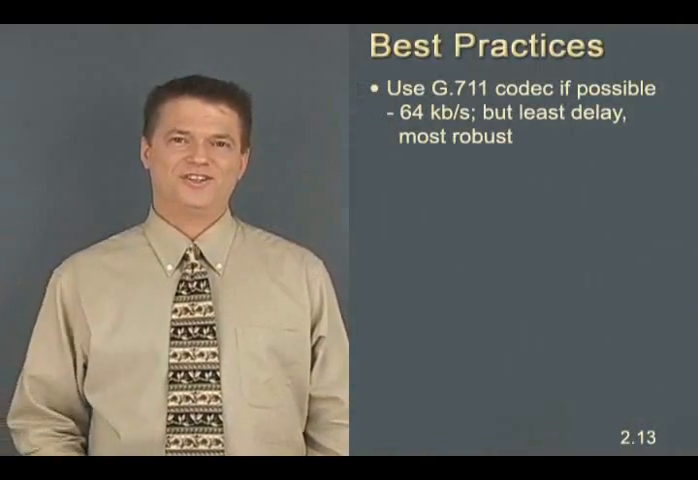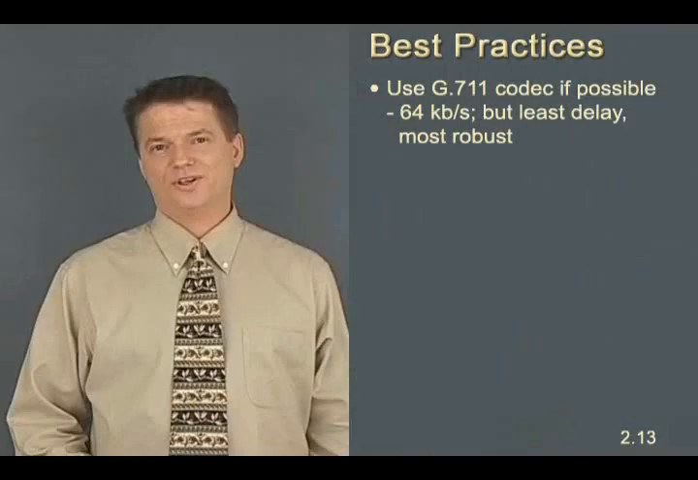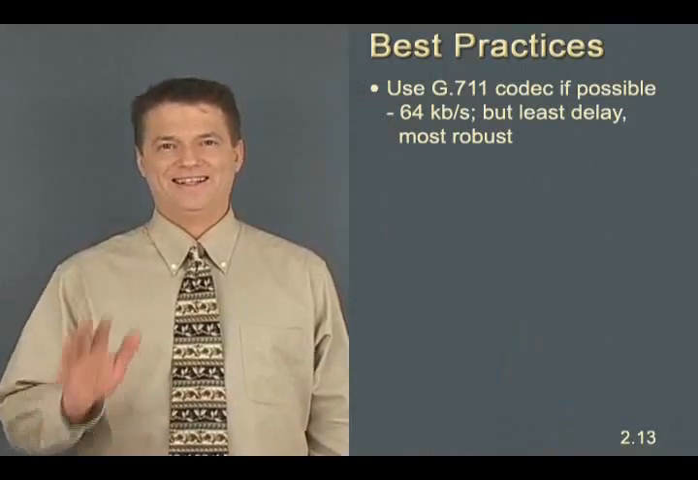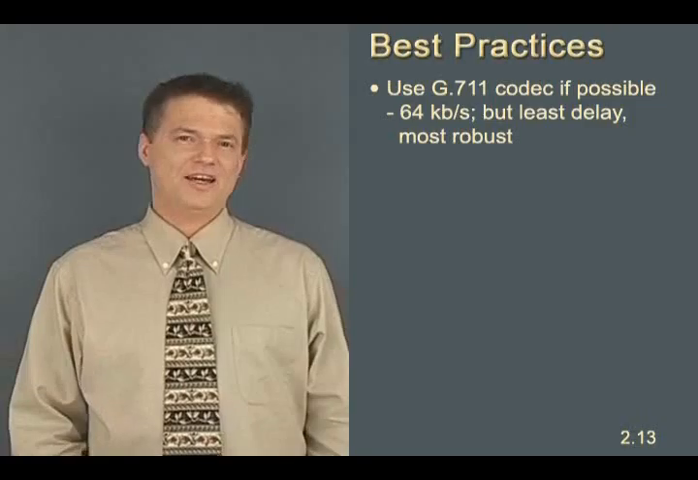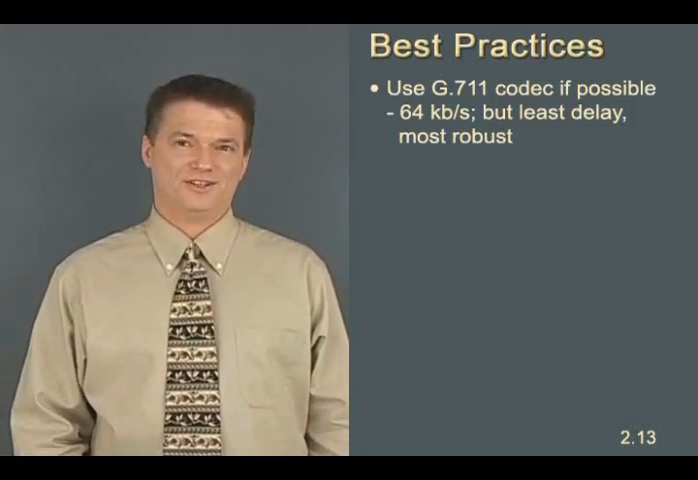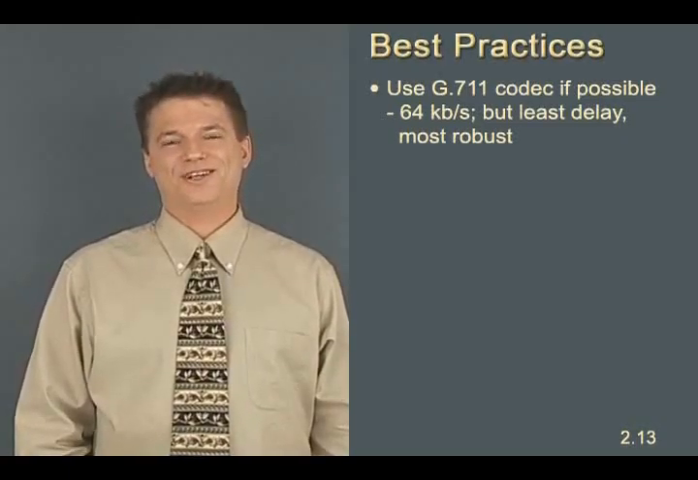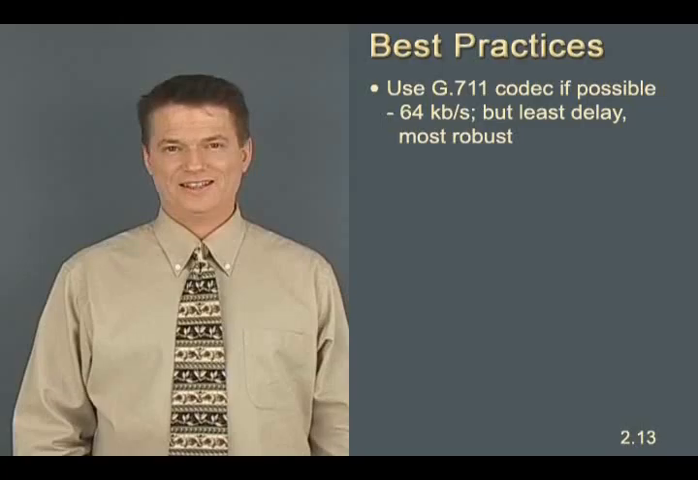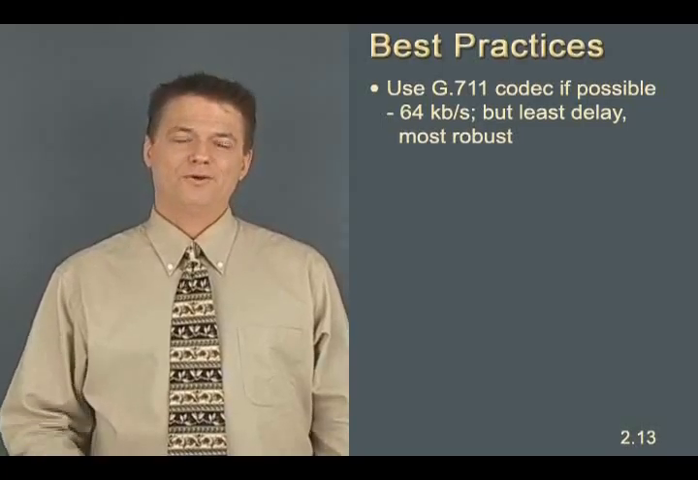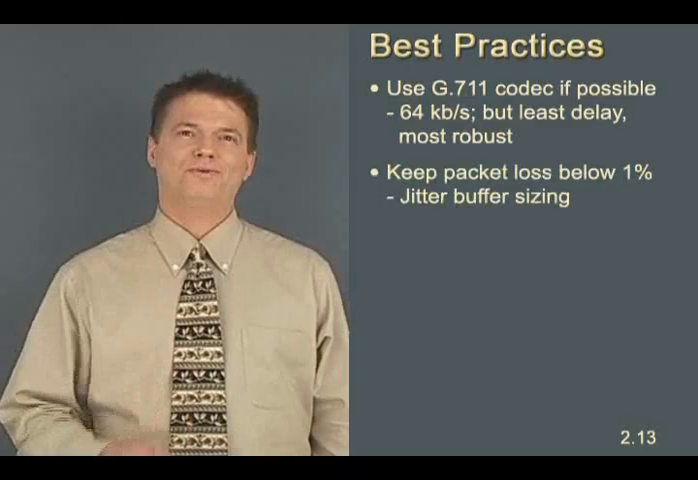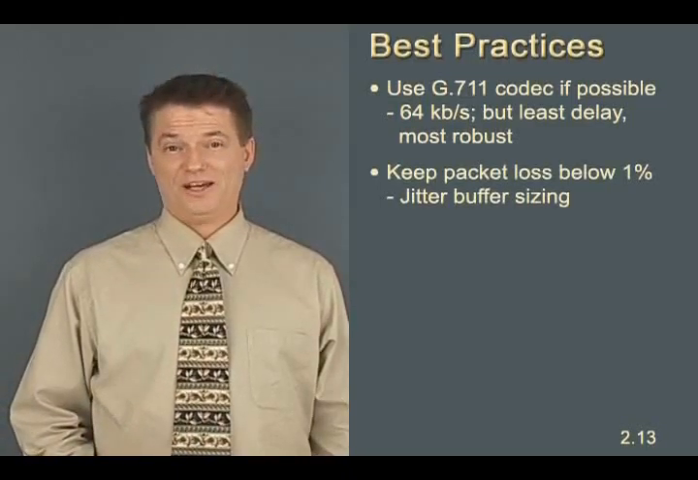So to finish this discussion, here's a list of the conventional wisdom for how to try to achieve voice quality. Number one is use the G.711 codec, in other words 64 kilobits per second, and get that working first. And yes, this is more bits per second. In fact, it's the same as traditional telephony, but it's got the lowest delay and it's the most robust. It's not that sensitive to packet loss. We want to keep the packet loss below 1% and no consecutive packets.